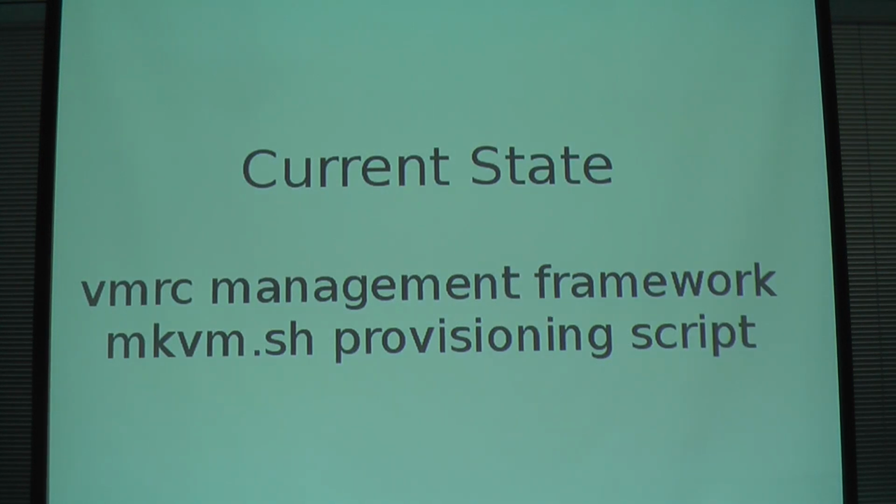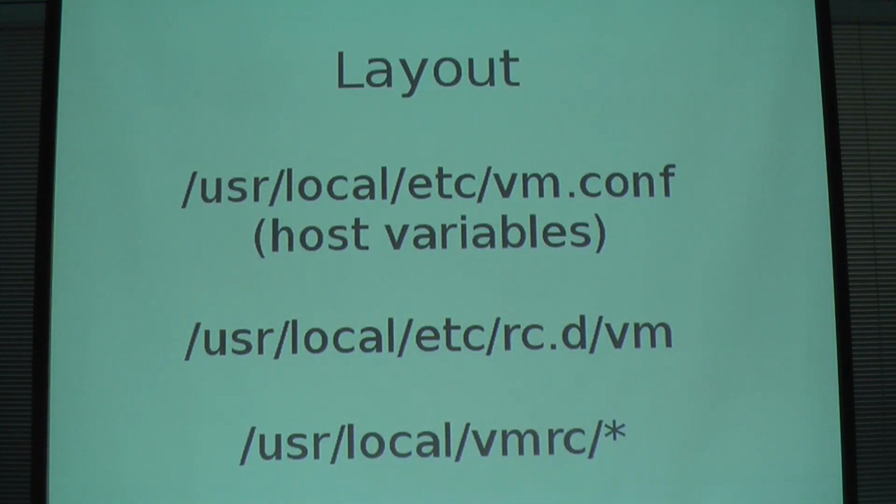So that evolution has ended up lately with vmrc, an RC-based management framework, and an mkvm.sh provisioning script, which I will touch on. Its layout now has a config file for the host variables. It has a local directory with virtual machines, and the vm is the RC script itself, and then the vmrc directory in /usr/local for virtual machines, distributions, and templates.